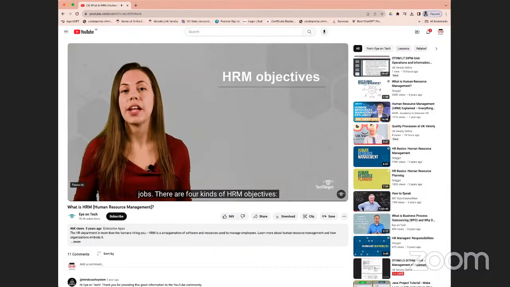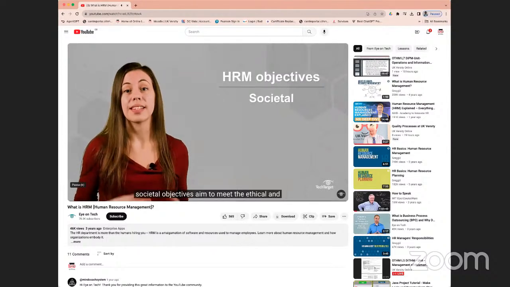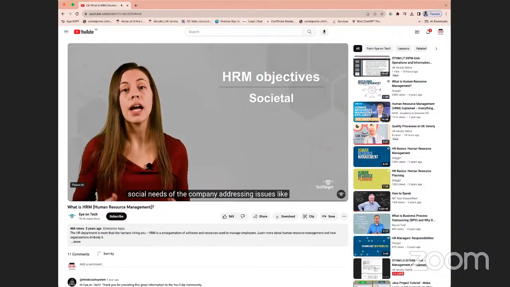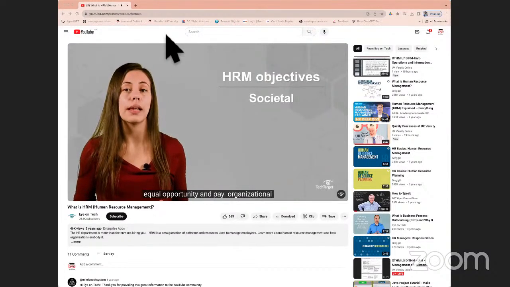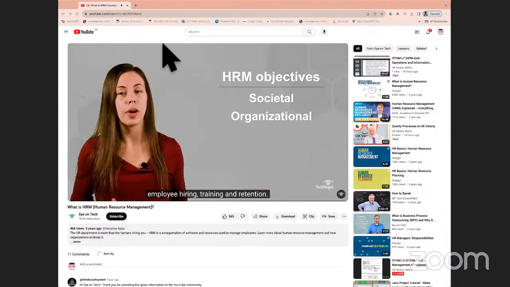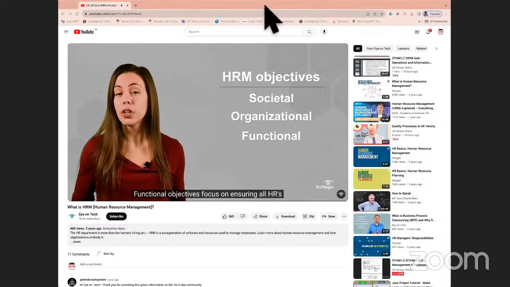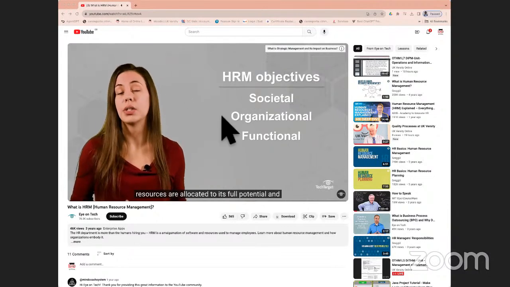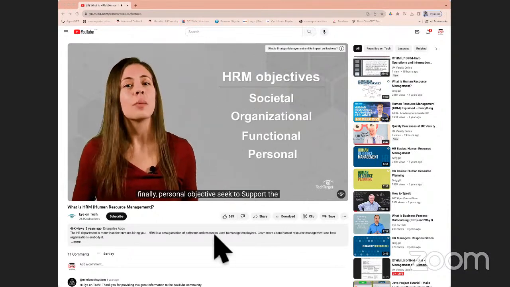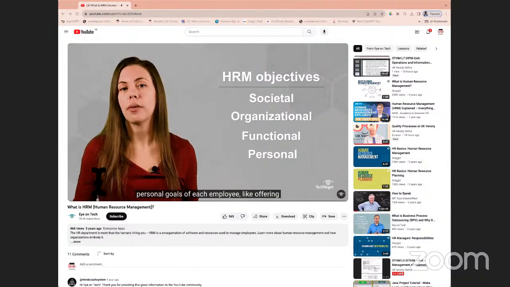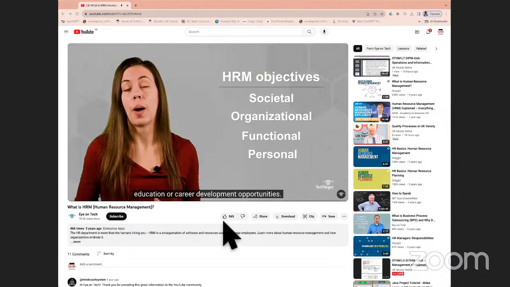There are 4 kinds of HRM initiatives. Societal objectives aim to meet the ethical and social needs of the company, addressing issues like equal opportunity and pay. Organizational objectives strive for efficiency, including employee hiring, training, and retention. Functional objectives focus on ensuring all of HR's resources are allocated to its full potential. And finally, personal objectives seek to support the personal goals of each employee, like offering education or career development opportunities.